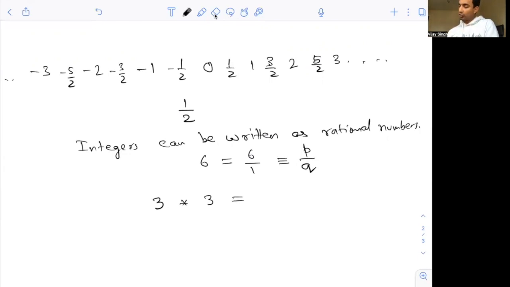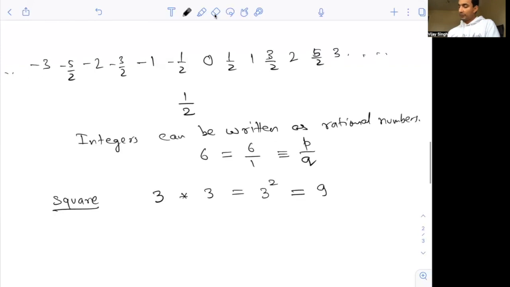This operation is called squaring, by the way. So if you take an integer and multiply it with itself, this operation is called square. You square the number, okay? So here, this is represented by 3 to the power 2. So 3 to the power 2 means 3 multiplied by 3. The answer here, of course, is 9. Okay, you can take any rational number, and you can always square it, and you will get another rational number.